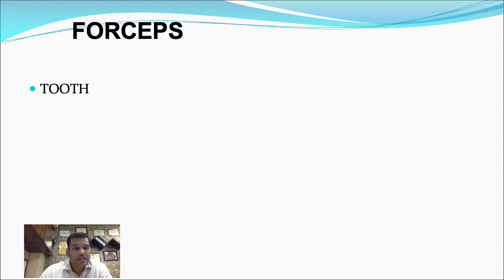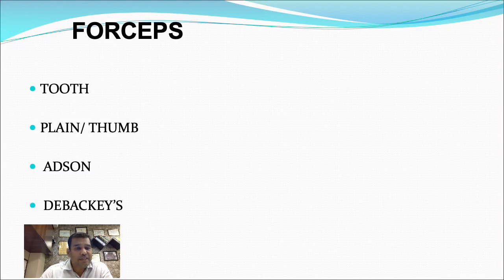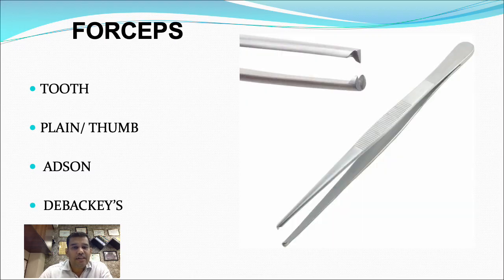Now forceps. There are various types of forceps. One is tooth, one is plain or also called thumb forceps. Third is the Adson forceps, and fourth is the DeBakey forceps. So this is a typical tooth forceps. It has two blades. This is one of the blades. This is another blade. This is the transverse serration where you keep your finger. You hold it like a pen, exactly like a pen. You pinch it like a pen.